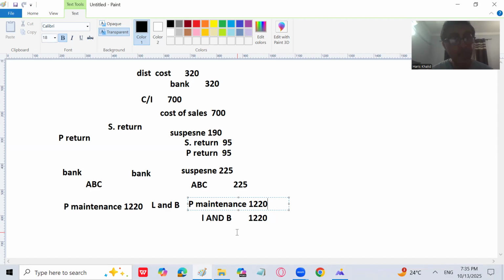So the entries which have a suspense account might have more marks than the entries which do not involve suspense. I think this first entry carries only 1 mark. Then this entry will carry 2 marks, 2 and 3, 3 and 2, 5, 5 and 2, 7, and then again 2, so 9 marks. Let's move forward for the others.